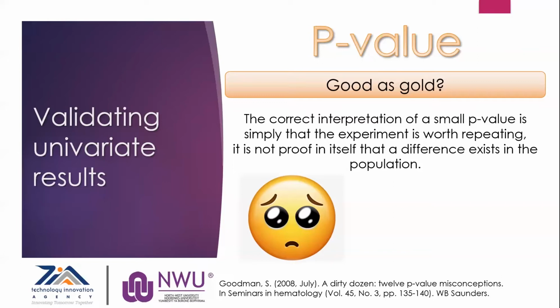Okay, so in research, this whole idea has been blown up disproportionately. The p-value has been seen as good as gold for a long time. So if a p-value is small enough, it can't be random noise. So it must be a legitimate finding, right? No, unfortunately not. The correct interpretation of a small p-value is actually simply that the experiment is worth repeating. It is not conclusive proof that the difference or the effect exists in the population, nor that the difference has any meaning. So hence the sad face.